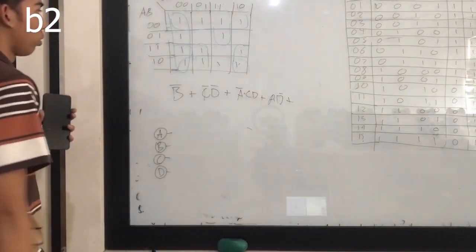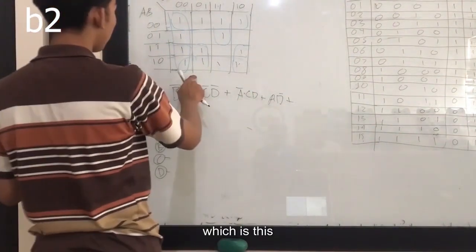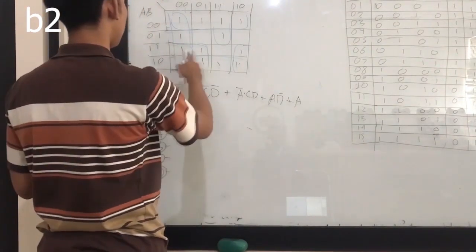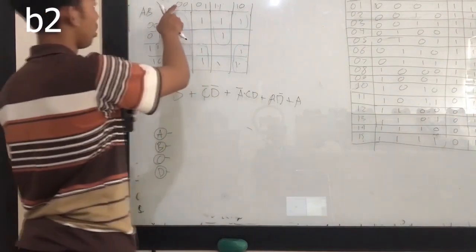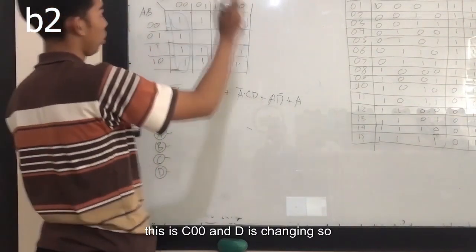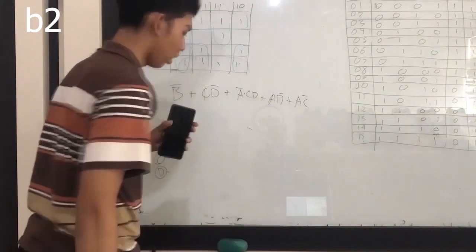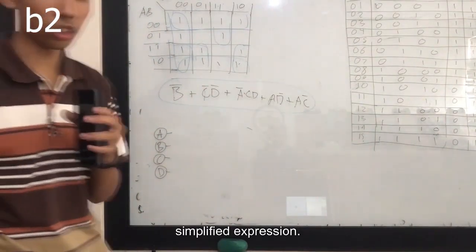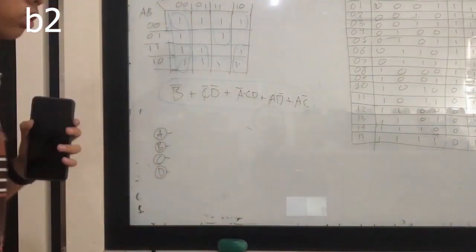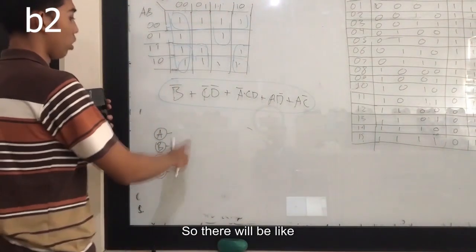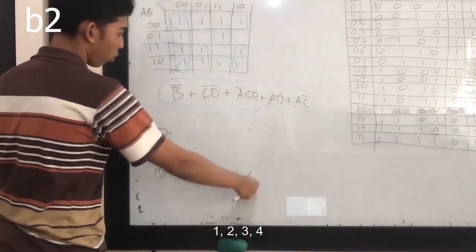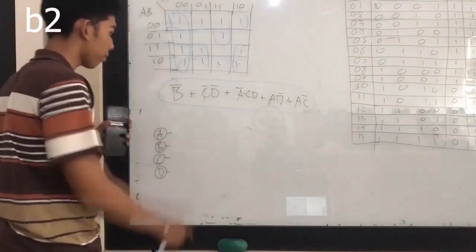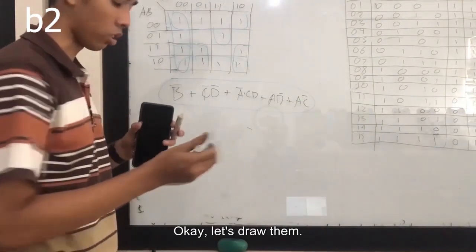Let's now do the last part, which is this. So A and C, because this is C 0, 0 and D is changing, so C inverse. Okay, this is our simplified expression. Let's draw them. So there will be like 1, 2, 3, 4 ANDs, because you know the B is like this. Okay, let's draw them.